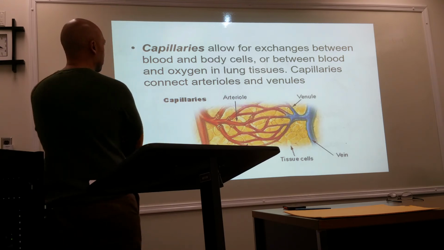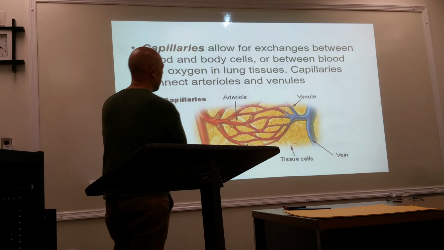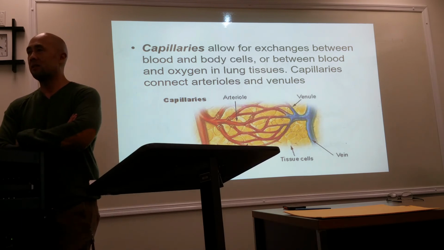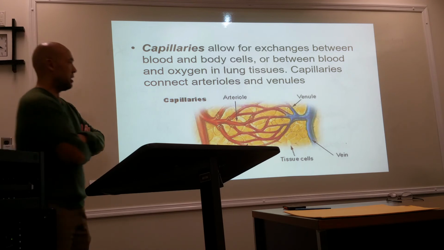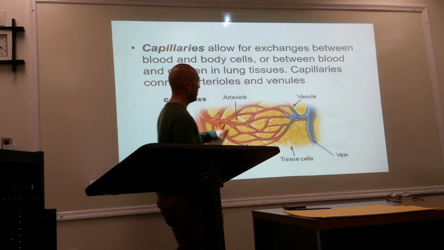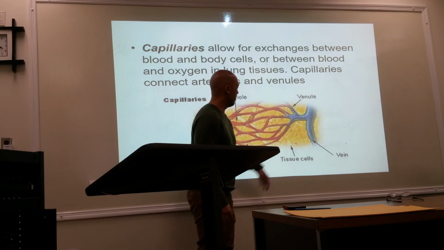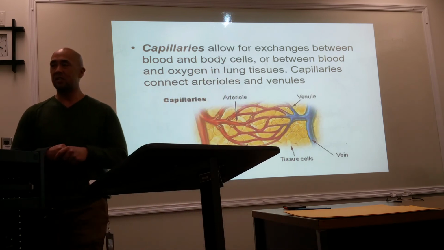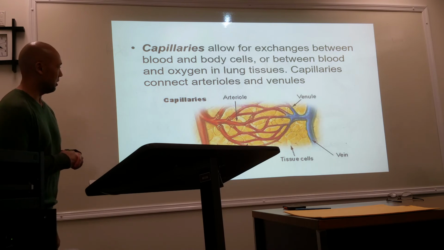Okay, capillaries. Capillaries allow for exchange between blood and body cells, or between blood and oxygen in lung tissues. Capillaries connect arterioles and venules. Okay, so the smallest arteries are arterioles, the smallest vein is a venule. The two together form a capillary where the exchange of gases and nutrients occurs.